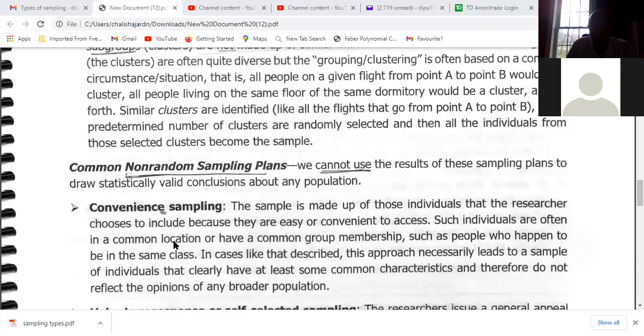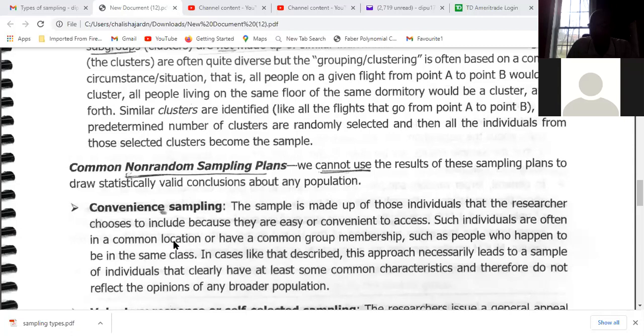But anyway, there's another part of convenience sampling. The sample is made up of those individuals that the researchers choose to include because they are easy or convenient to access. Such individuals are often in a common location or have a common group membership, such as people who happen to be in the same class.